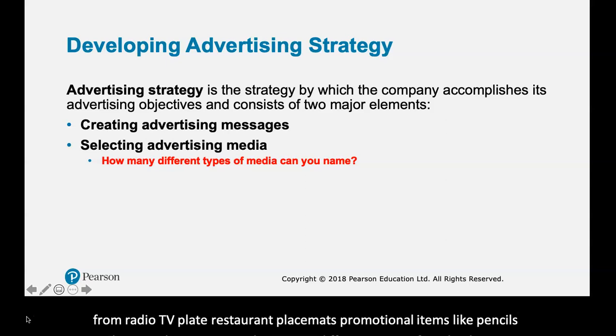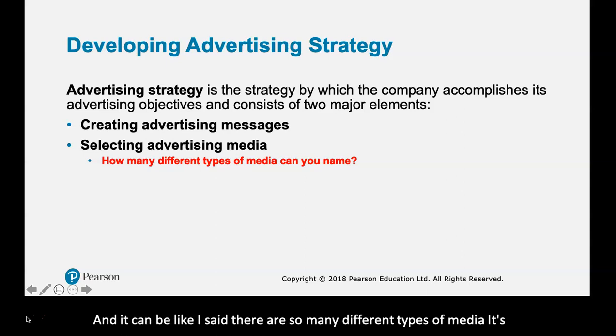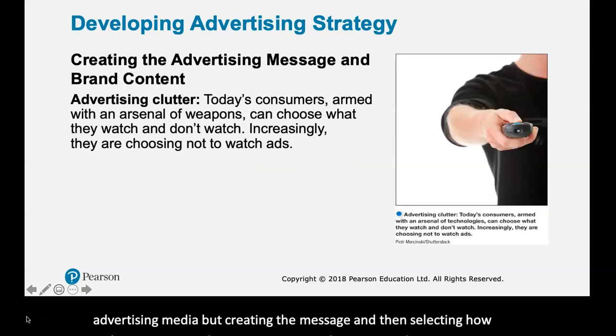And so selecting that type of media is part of the strategy. Because what is our objective? If our objective is to get the word out to a certain target audience, what is the appropriate media to use to get to that target audience? And like I said, there are so many different types of media. It just blows your mind. So it can be a difficult decision on selecting that advertising media. But creating the message and then selecting how we're going to get that message out to the target audience is part of the strategy.